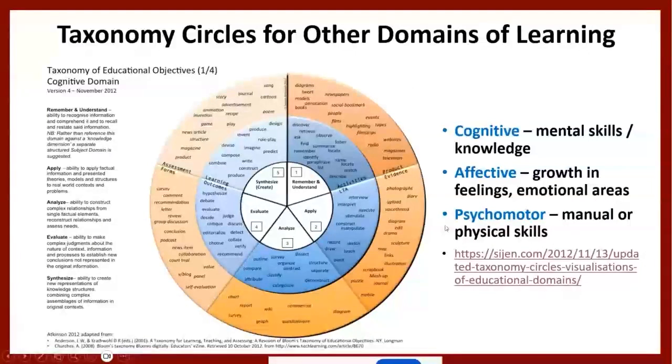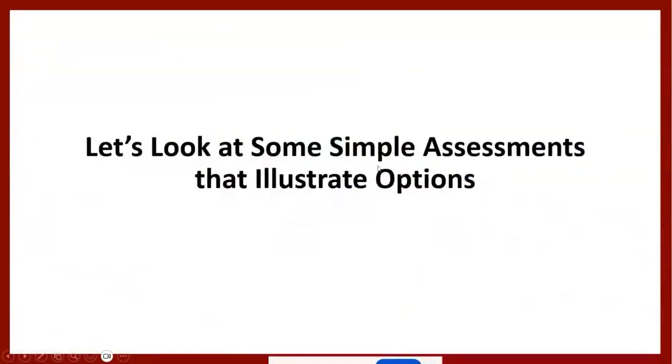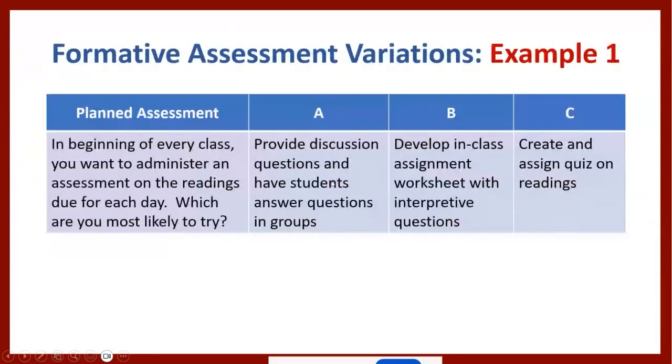Okay. All right. So I want to show you some examples of how you can rethink your assessment options, what ways you can rethink the purpose of the assessment: why am I having them do this, how might I change this. I'm just going to give you a couple of examples. Say, for example, you want to make sure that students are doing the readings. So you have an assessment on the readings every day. Which of the following, A, B, or C, would you likely try?